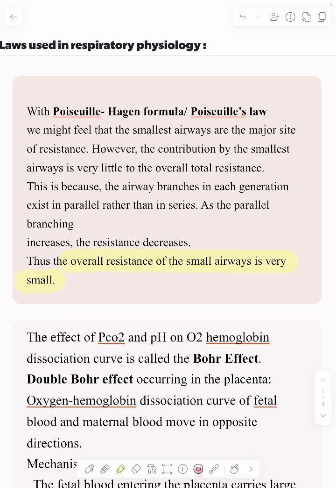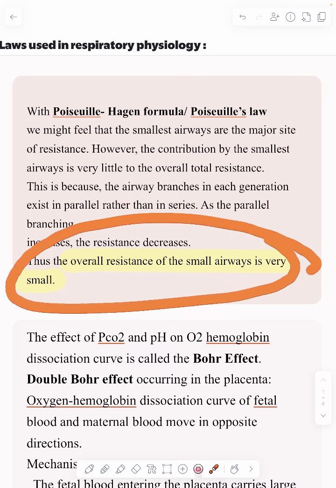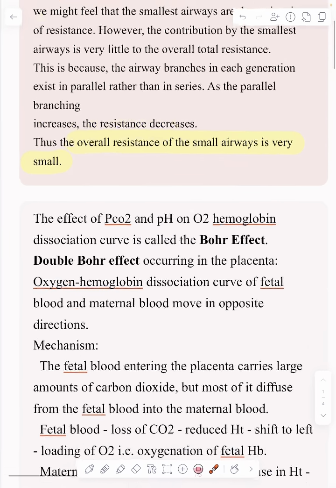Now how do we get into this? With Poiseuille-Hagen formula, Poiseuille's law, we might feel that the smallest airways are the major site of resistance. However, the contribution by the smallest airways is very little to the overall total resistance. This is because the airway branches in each generation exist in parallel rather than in series. As parallel branching increases, total resistance decreases. So the overall resistance of these small airways is very small.